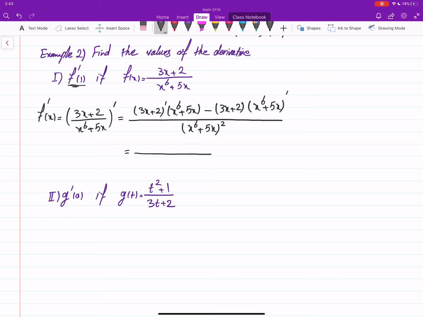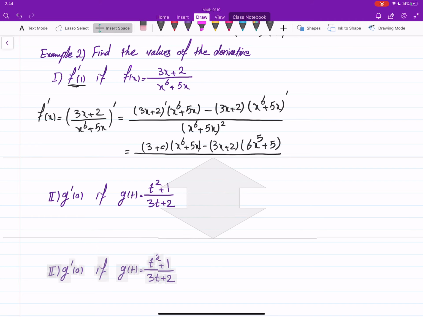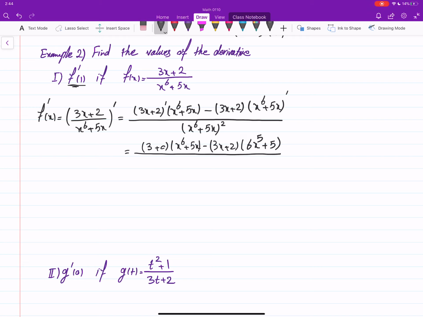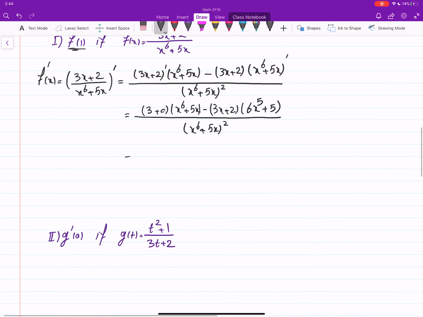Now we can differentiate. The derivative of 3x plus 2 is just 3 plus 0, times x^6 plus 5x, minus 3x plus 2 times the derivative of x^6, which is 6x^5, plus the derivative of 5x, which is just 5. And the denominator is x^6 plus 5x squared. We don't change that.